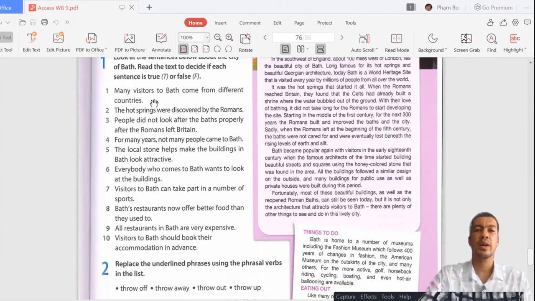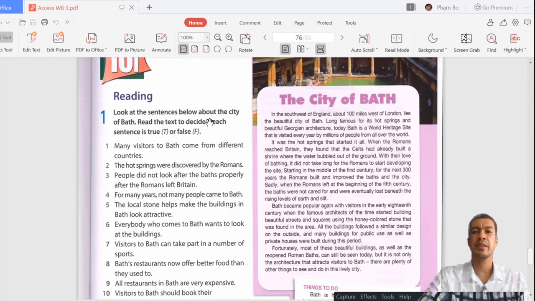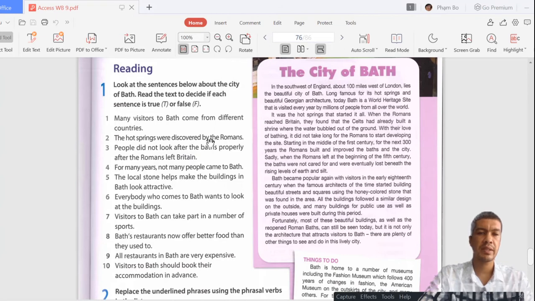Right, so if we start off with number one, many visitors to Bath come from different countries. By now you guys should have read the passage and we're going to answer the questions, and that is true. Many visitors to Bath come from different countries. It's a beautiful country in England, and many of us want to see this wonderful and beautiful city. Right, the hot springs were discovered by the Romans. Is that true or false? And we can see that that answer is false. People did not look after the baths properly after the Romans left Britain. And we see that that is true because it was abandoned a little bit. For many years, not many people came to bathe. Is that true? And we can see, yes, that is true.